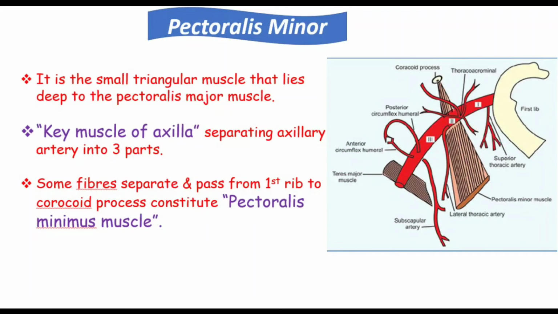Now let's move on to the pectoralis minor muscle. It is a small triangular muscle that lies deep to the pectoralis major muscle. The important thing is it is a key muscle of the axilla, separating the axillary artery into three parts by passing over it. Some fibers separate and pass from the first rib to the coracoid process, constituting pectoralis minimus muscle.